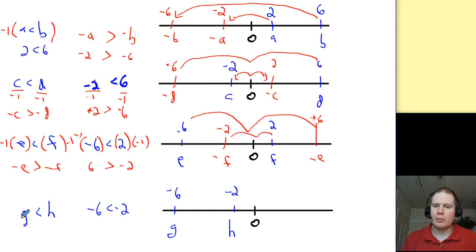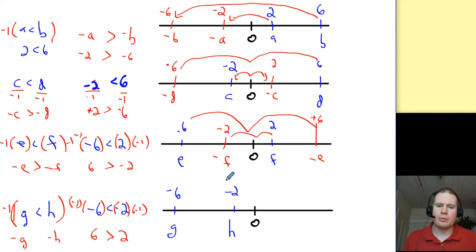And it's the same thing here. As soon as I multiply by negative 1, the opposite of that, the opposite of this, the opposite of this, the opposite of this. Negative 6 is less than negative 2, but positive 6 is greater than positive 2. Now we're up here at positive 6. Now we're up here at positive 2, the opposite of H.